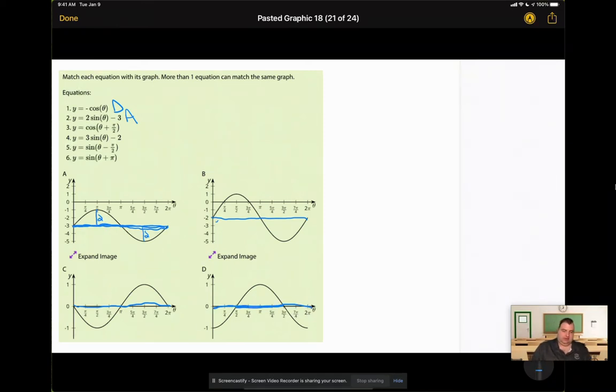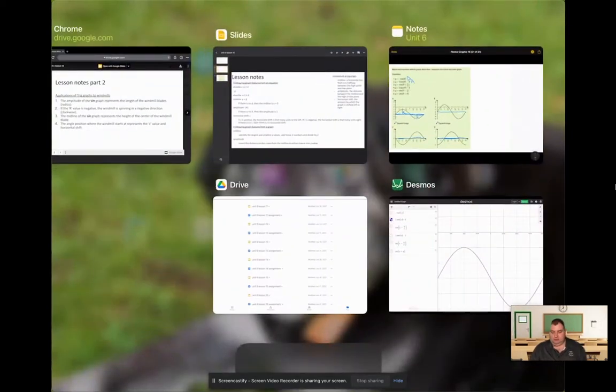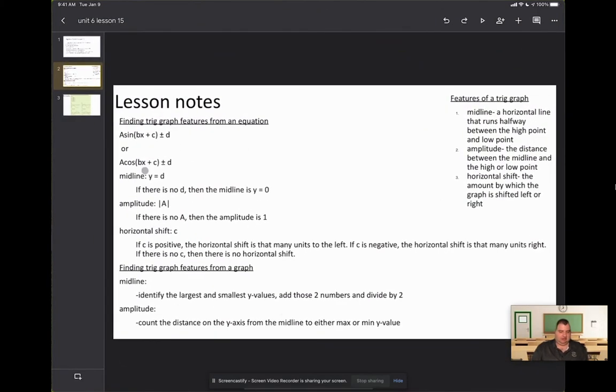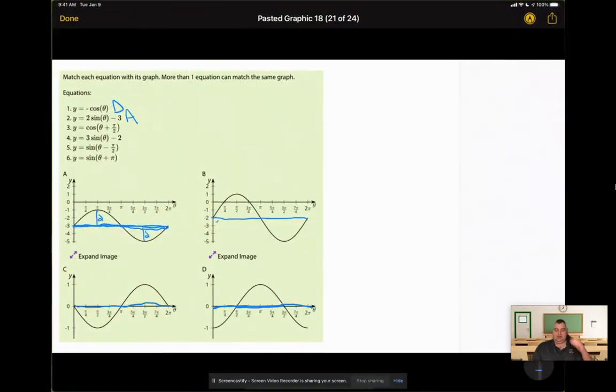C or D. So what does this pi over 2 mean? Well, when we add something inside the parentheses, that tells me the horizontal shift. So in this case, the C value is pi over 2. So that is positive. The horizontal shift is that many units to the left.